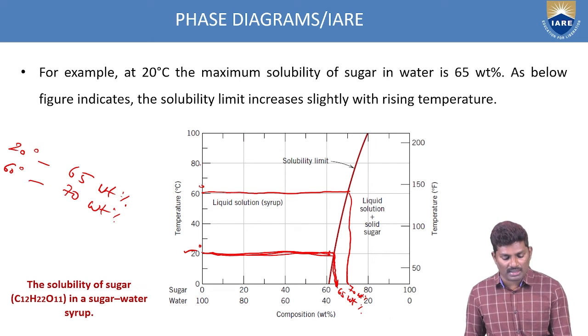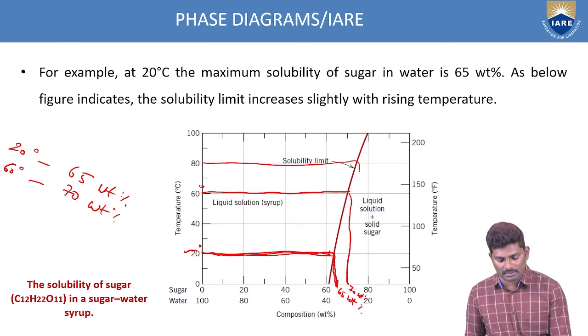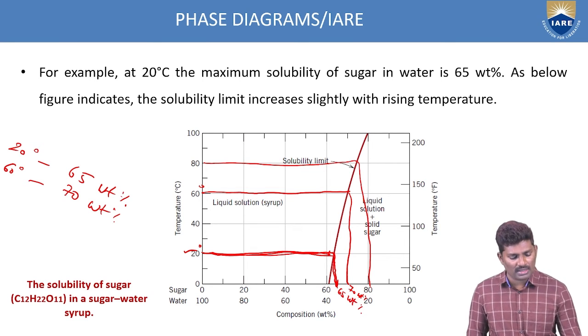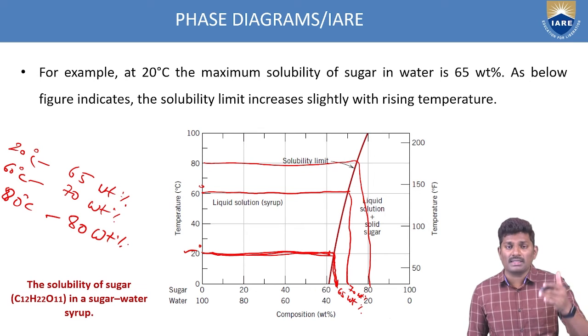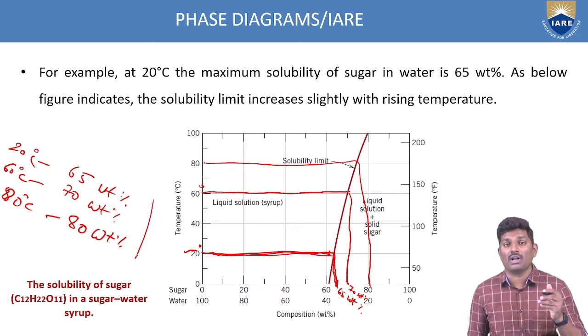Similarly, if you go with the 80, draw a line, you are getting at 80 degrees centigrade, you are getting 80 weight percent. That means it is increasing with respect to temperature. So how much temperature you are increasing, the weight percentage, that is the solubility limit, is increasing.